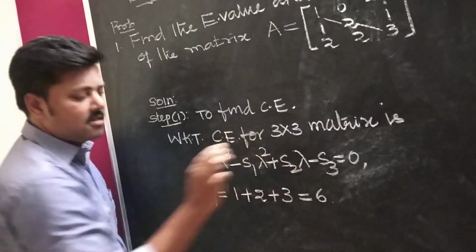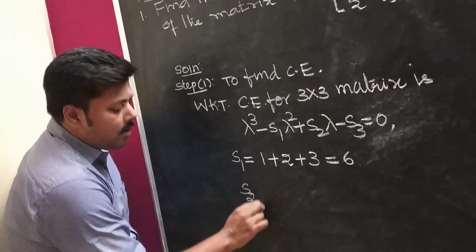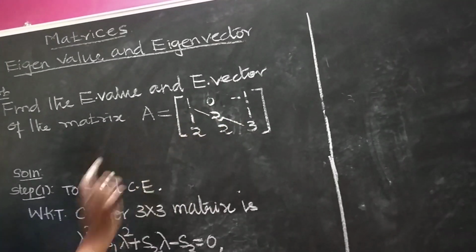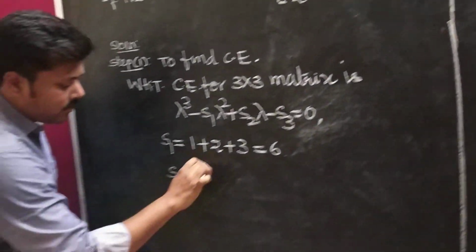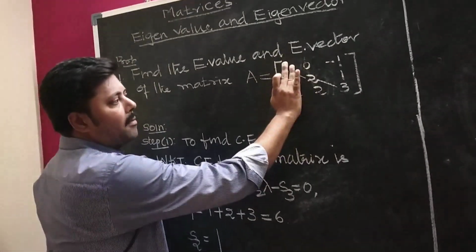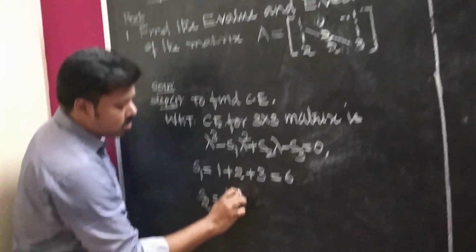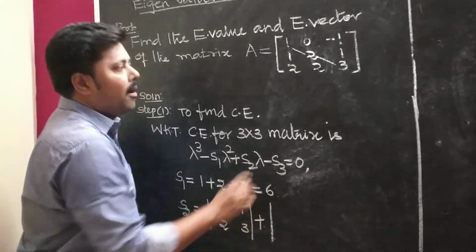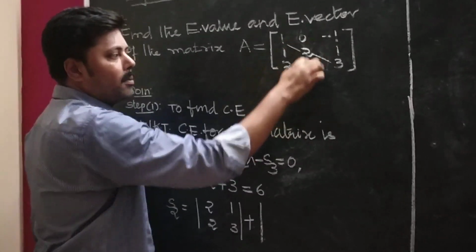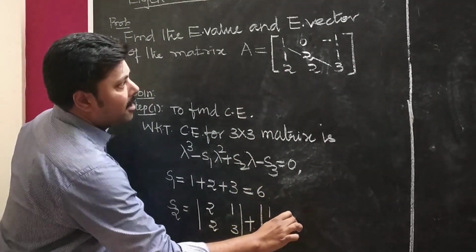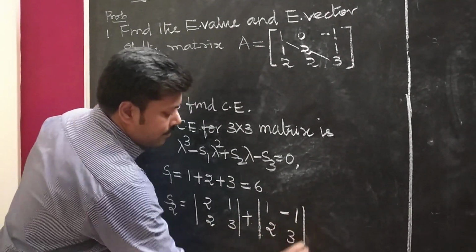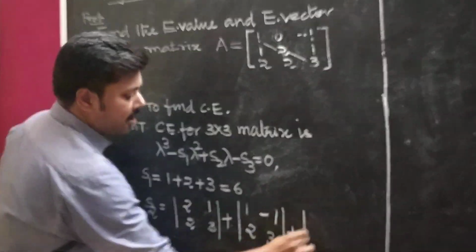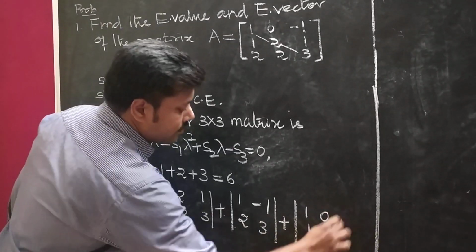S2 is the sum of the minors of the main diagonal elements. Here the diagonal elements are 1, 2, 3. Minor of 1: omit that column and row. So we get [2, 1; 2, 3]. And then minor of 2: omit that row and that column. We get [1, -1; 2, 3]. Then minor of 3: omit that column and that row. We get [1, 0; 1, 2].